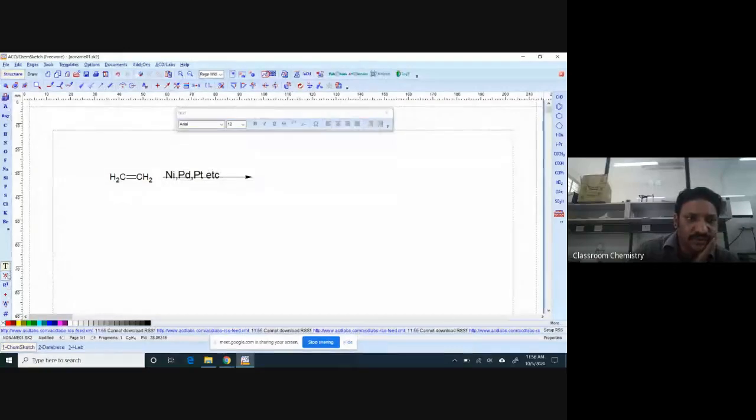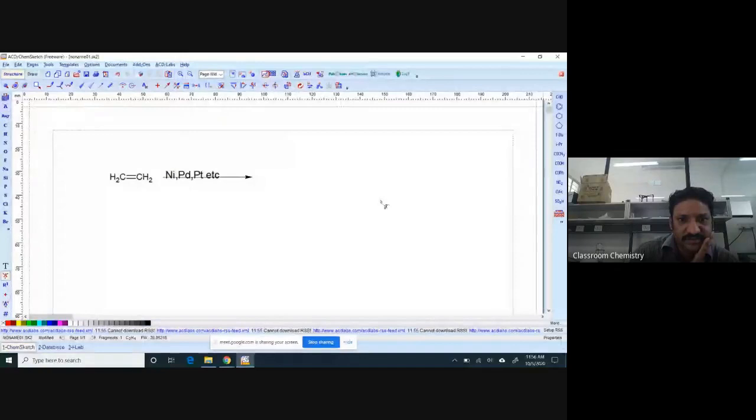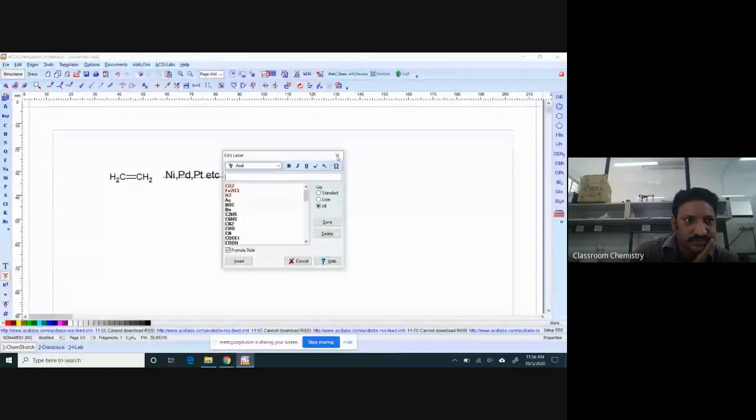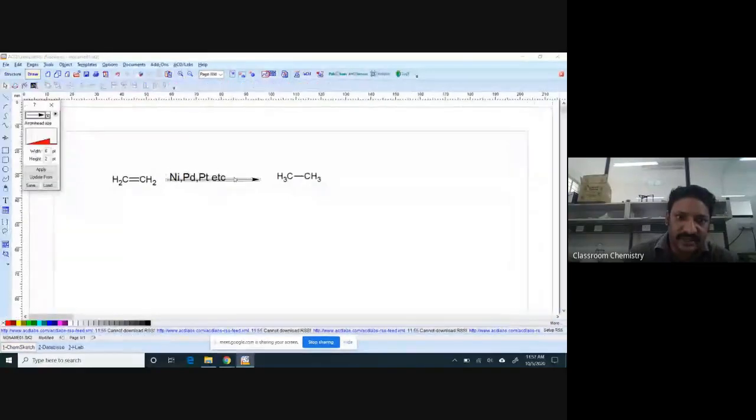If you use this catalyst, then here is the double bond, CH2 double bond CH2, but by the catalytic activity, just wait.